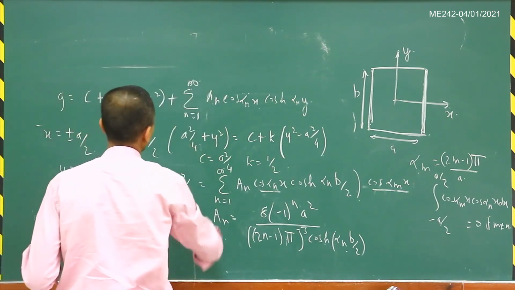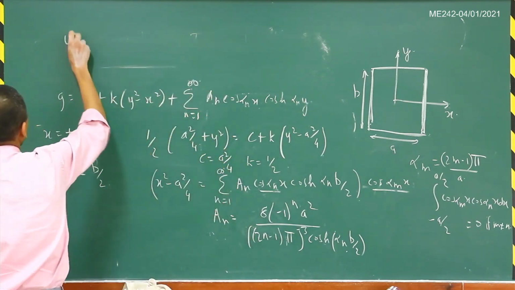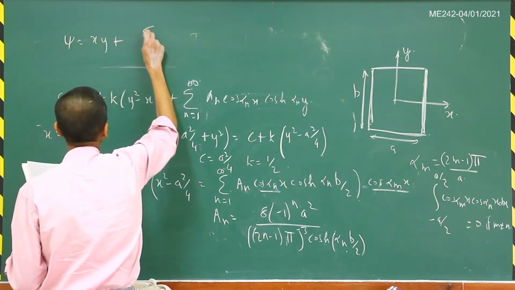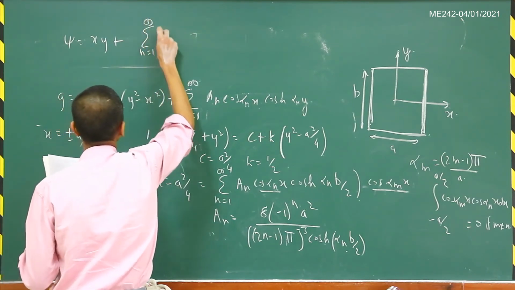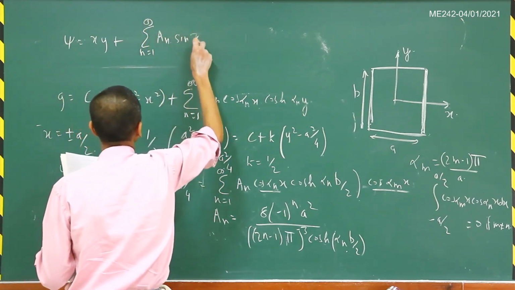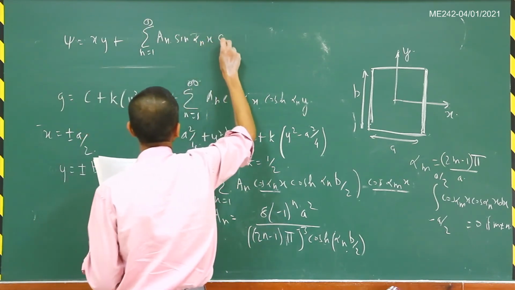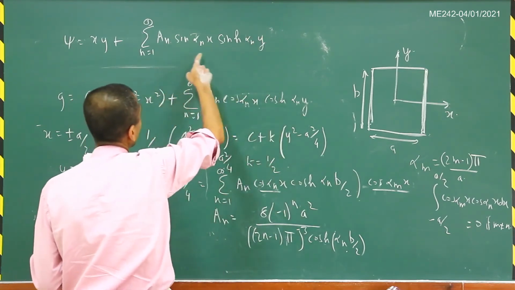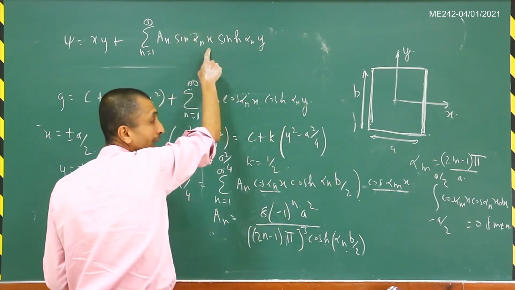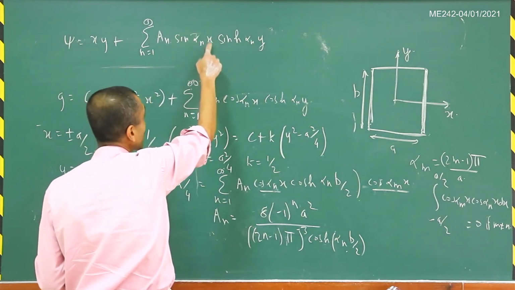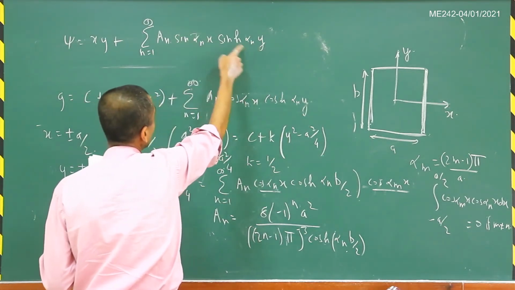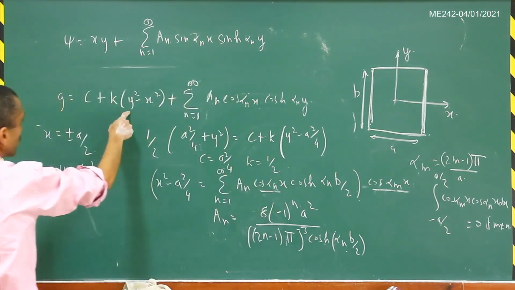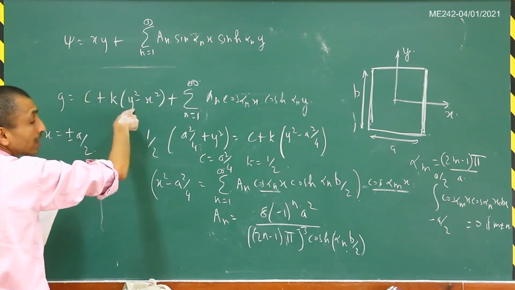So let us now find out the corresponding xi and phi functions, which is the primary stress function here. Corresponding to this g, you will get that xi is equal to xy plus the summation from n equal to 1 to infinity of a_n times sin alpha_n x times sinh alpha_n y. This is what I was saying, that your warping function should vanish on the symmetry axis. At x equal to 0 and y equal to 0, you will see that the warping function is vanishing, right? And so this is the correct warping function, found using the Cauchy-Riemann equations.